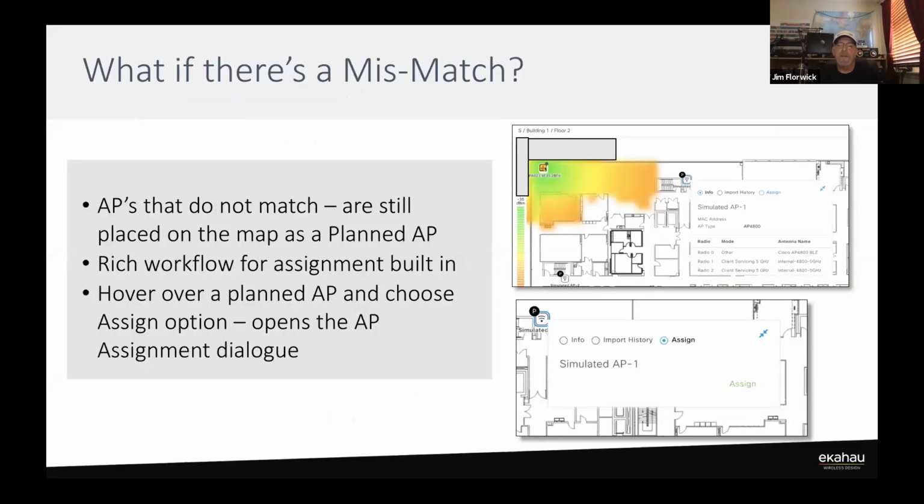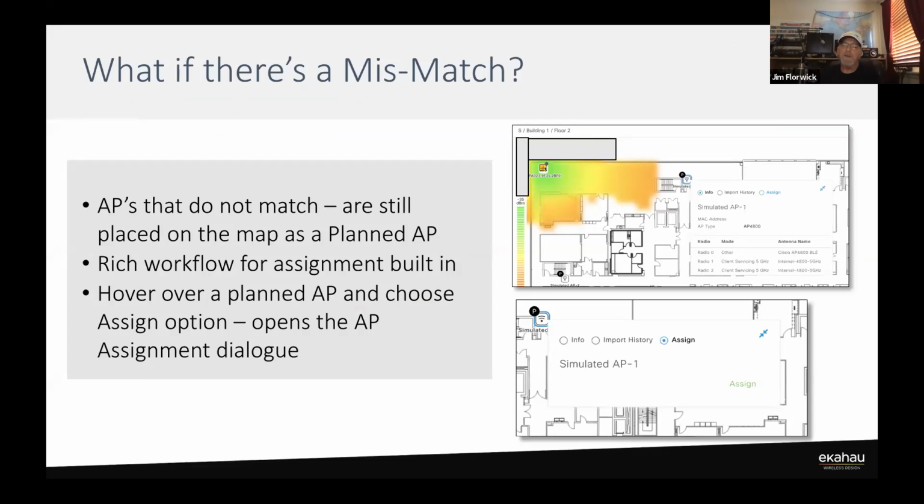APs that don't match are going to get a P. That's called a planned AP, and there's a workflow behind that to actually go and find the right AP. The other reasons that an AP will become planned is if, for instance, I match good on the name, but I've got the wrong type of AP. So there's a discrepancy within the system.